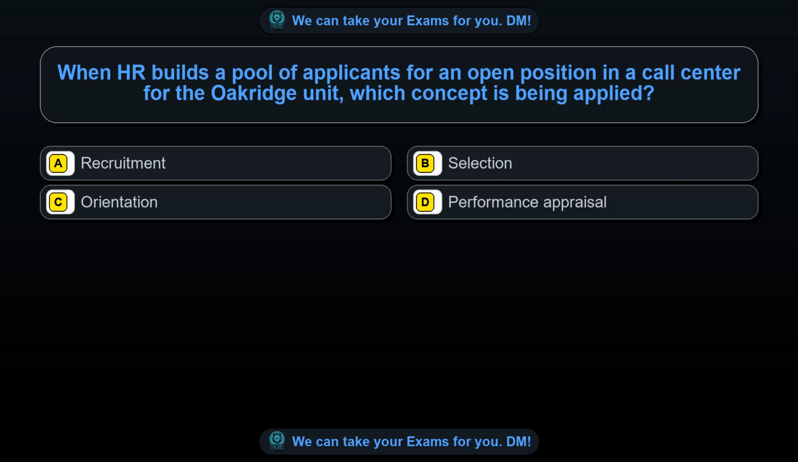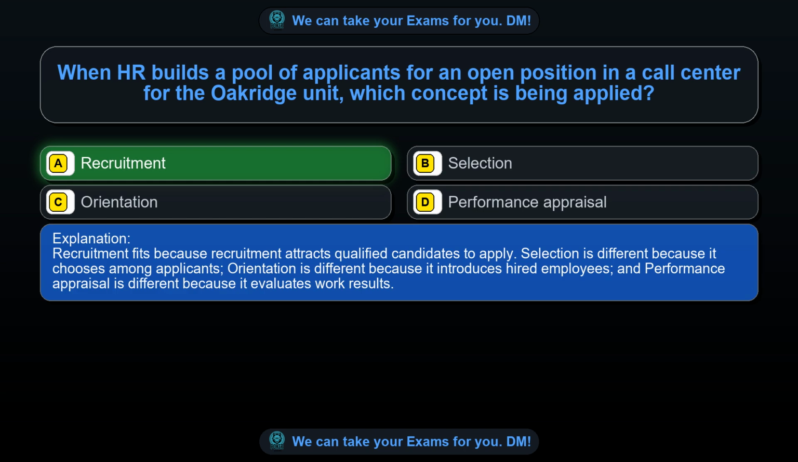Question 68. When HR builds a pool of applicants for an open position in a call center for the Oak Ridge unit, which concept is being applied? Option A, recruitment. Option B, selection. Option C, orientation. Option D, performance appraisal. The correct answer is option A, recruitment.